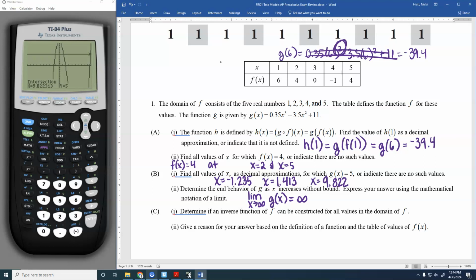Okay, best I can tell, C is always going to ask you about if a function is invertible and why. Or at least that's what Mr. Passwater's doing on all of his. And I'm pretty sure it was on the practice test as well whenever I looked at this. So, part 1 is just asking you pretty much a yes or no question. Determine if an inverse function of f can be constructed for all values in the domain of f. It is a no.